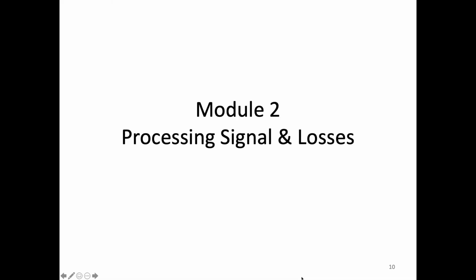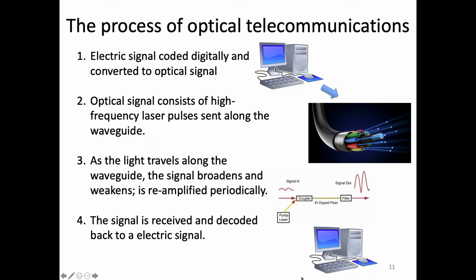All right, now that we've taken a look at the fundamental equations with fiber optic waveguides, let's look at how the signal is processed, and that leads us into a discussion of some of the losses. So this slide goes over the process in which optical fibers are used in telecommunications. That's basically to send a digital signal through the fiber optics from one terminal to another.